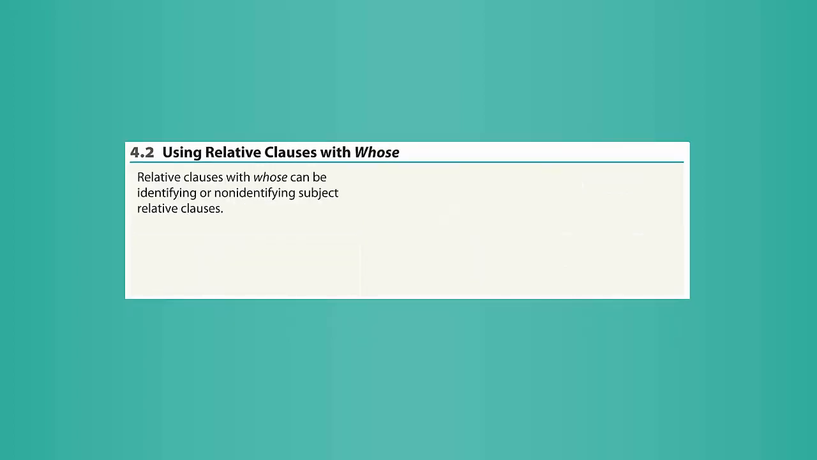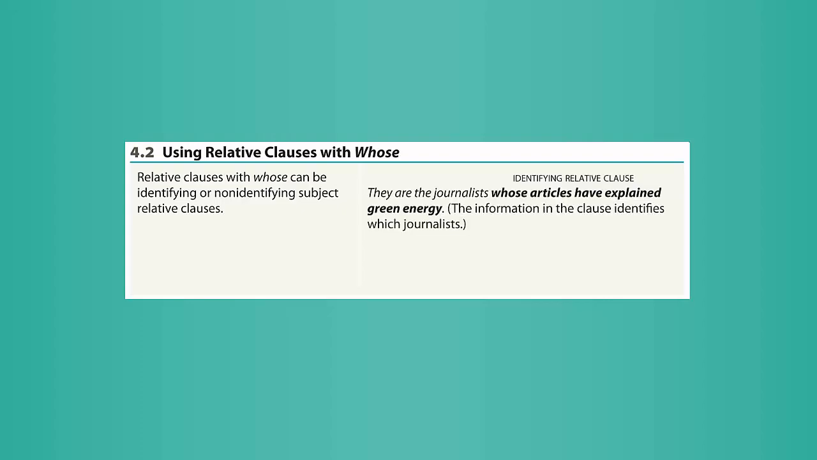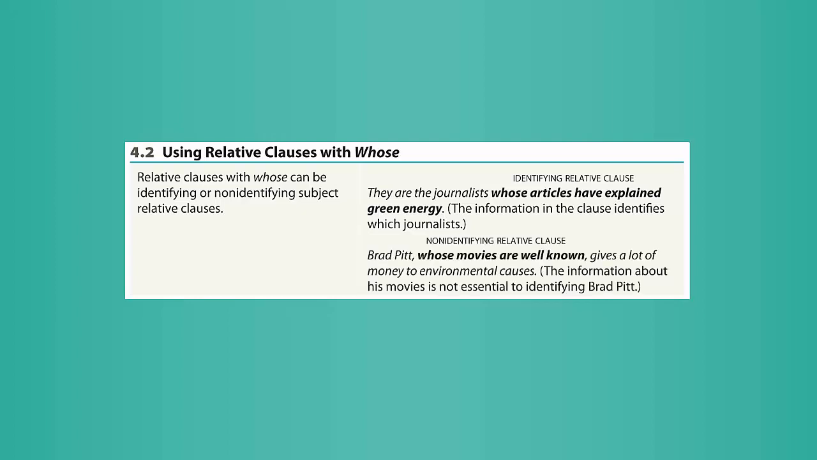I think the use of this type of clause is not a big deal for most of you, but we need to review a little bit. Relative clauses with whose can be identifying or non-identifying subject relative clauses. For example, they are the journalists whose articles have explained green energy. The information in the clause identifies which journalists. And in this sentence, Brad Pitt, whose movies are well known, gives a lot of money to environmental causes. The information about his movies is not essential to identifying Brad Pitt.